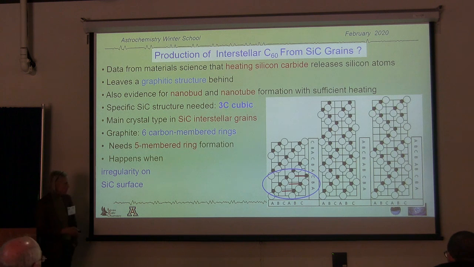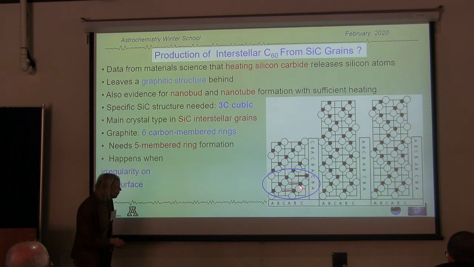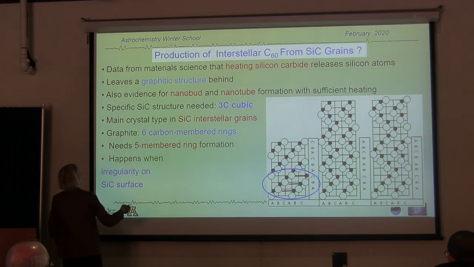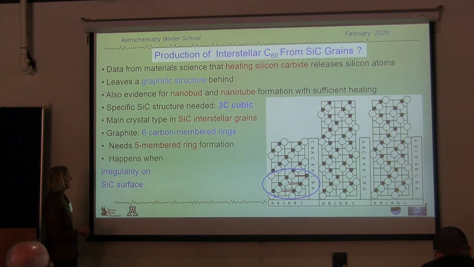This is what the 3C cubic structure looks like. These are other structures of silicon carbide. The silicon atoms are the larger atoms, and then here's the carbon. And if you can see, if you strip out the silicon atoms, you end up with 6 carbons, and they form basically a 6-membered ring. And so you can produce graphite from removing the silicon, which you can do by heating.